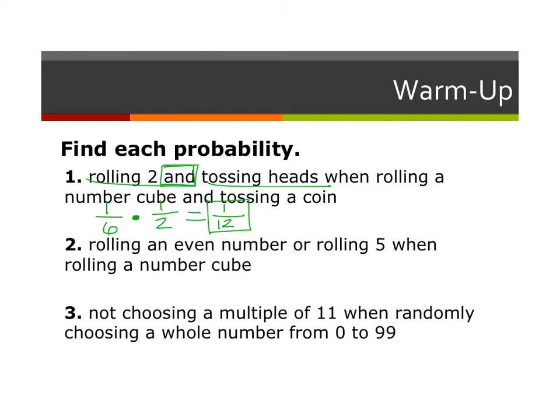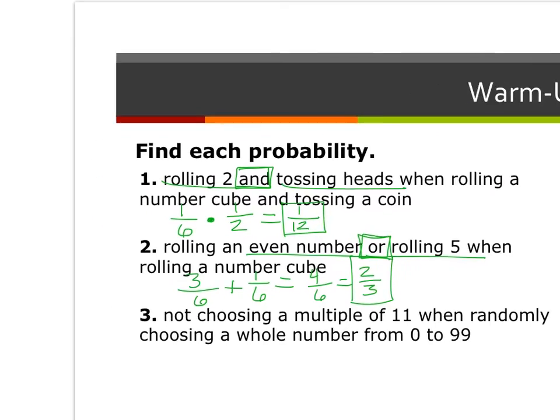Number 2, rolling an even number, or rolling a 5. So this is an or probability. Rolling an even number is 3 out of 6, plus rolling a 5 is 1 out of 6, and there's no overlap there, so we're just adding them together, giving us 4 out of 6, which reduces to 2/3.